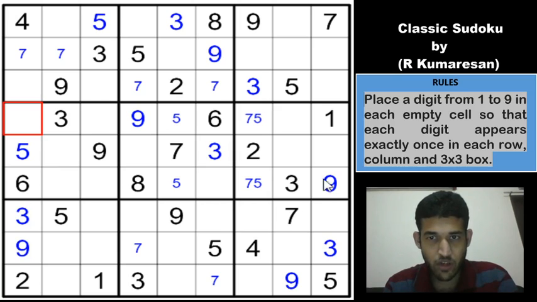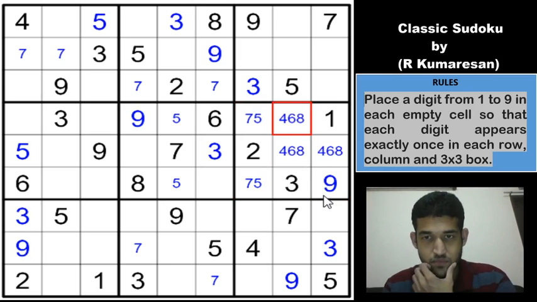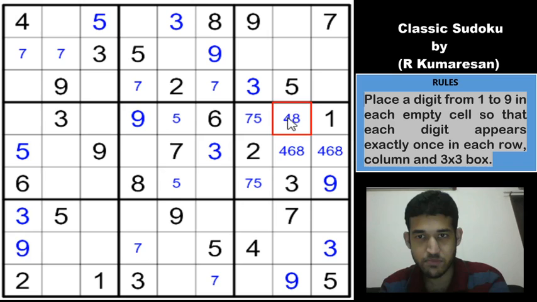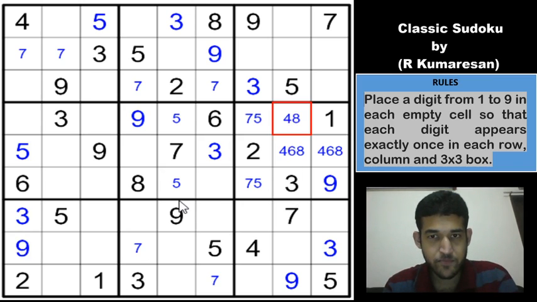So box 6 looks almost filled. 1 2 3 5 7 9, so remaining digits are 4 6 and 8, right? There is a 6 in row 4, which means that this must be a 4 8, and let us try to fill column 1 now.